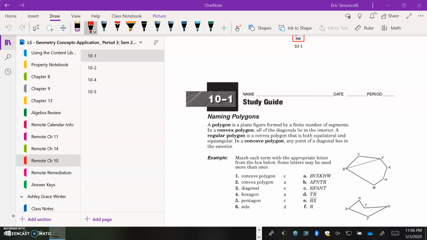A polygon is a plane figure formed by a finite number of segments. In a convex polygon, all of the diagonals lie in the interior. A regular polygon is a convex polygon that is both equilateral and equiangular. In a concave polygon, any point of a diagonal lies in the exterior.